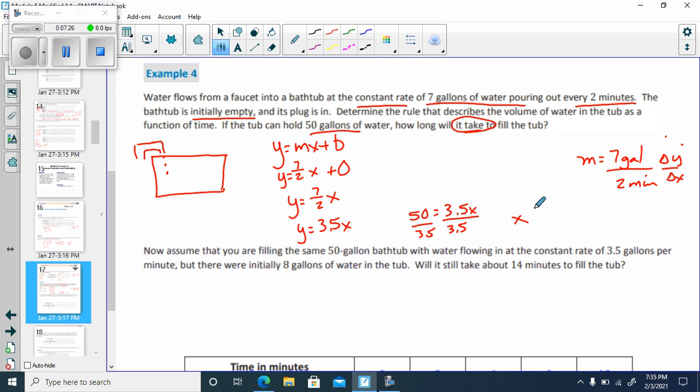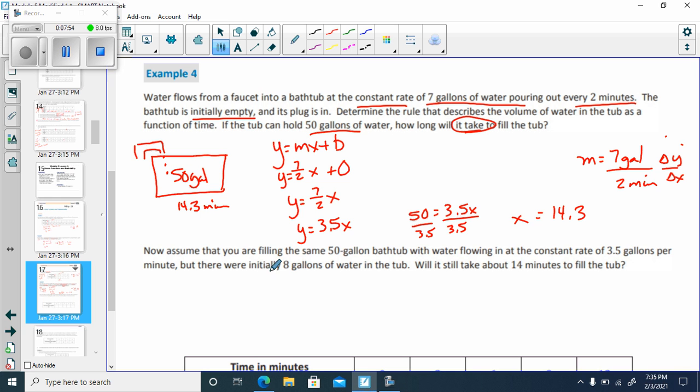If you divide both sides by 3.5, x, the number of minutes, put that in your calculator, 50 divided by 3.5, and you would have 14.3 minutes. It would take 14.3 minutes to put 50 gallons into this tub, okay? 50 gallons, 14.3 minutes, if it's flowing at the rate of 3.5 gallons per minute.